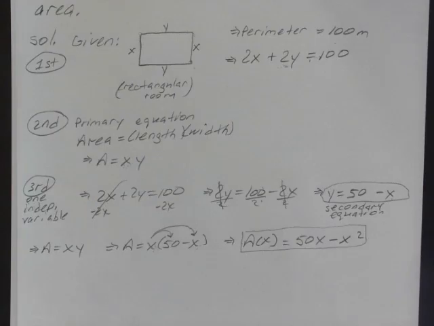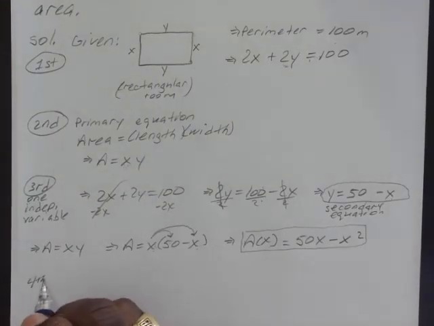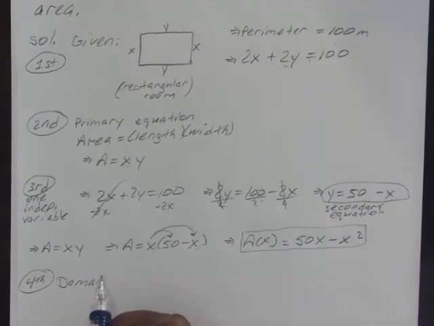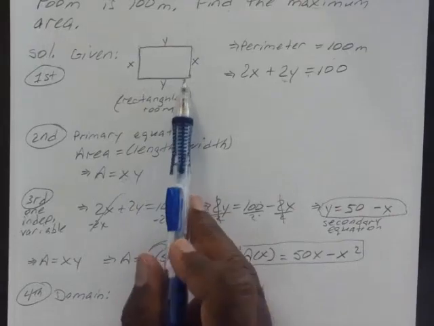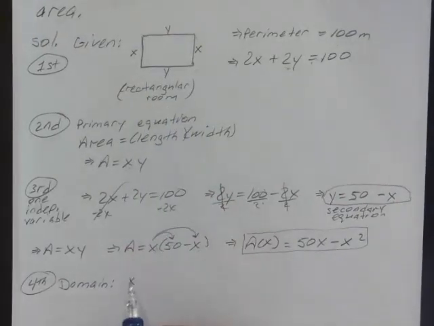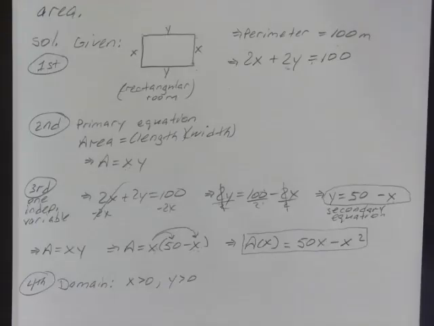Okay, so for this one, again, this fourth step, a lot of times you can skip it. This one, the domain, we just know that since it's a rectangular room, x and y would have to be positive. So I guess it's one of those things where from a lot of problems you can skip it, but it never hurts.